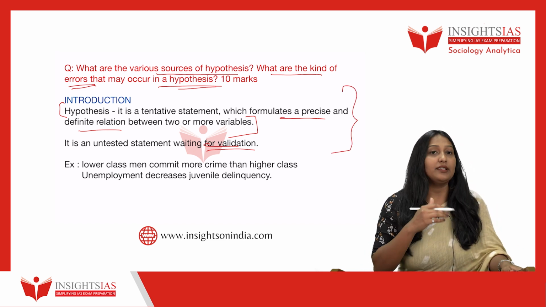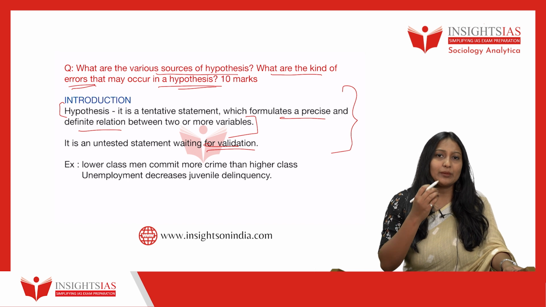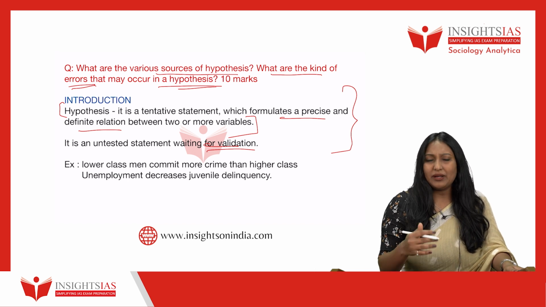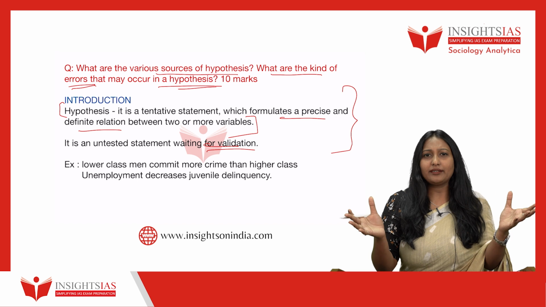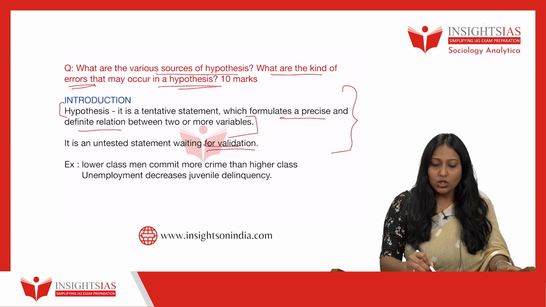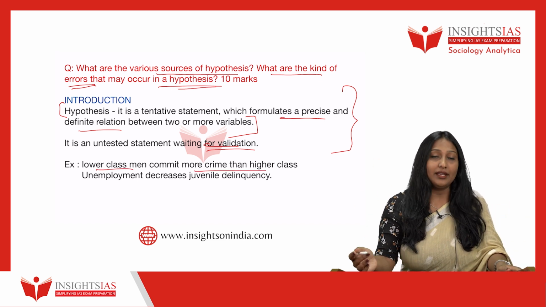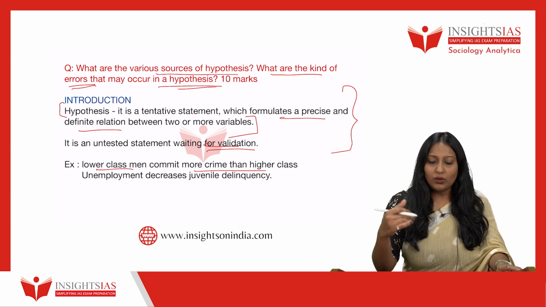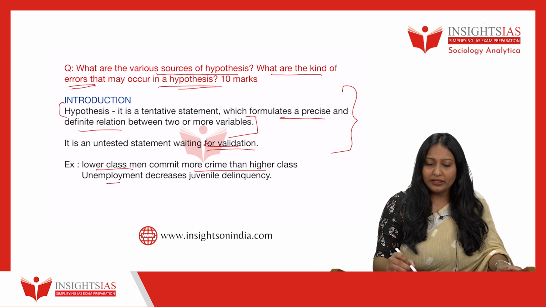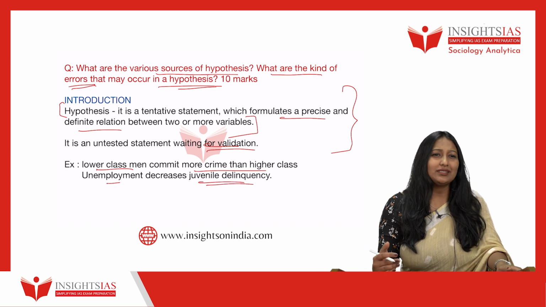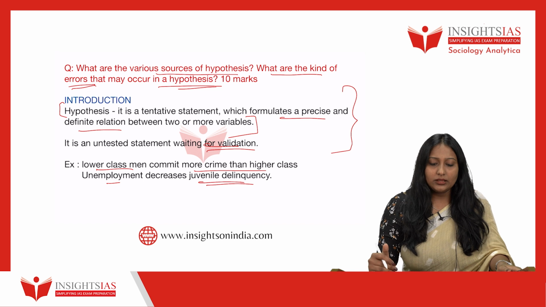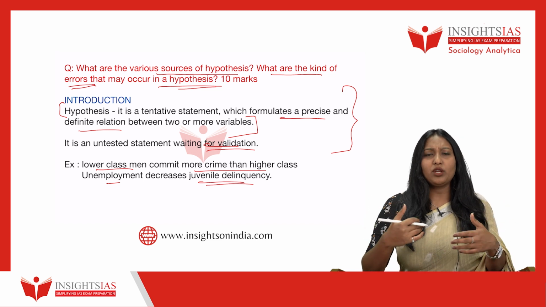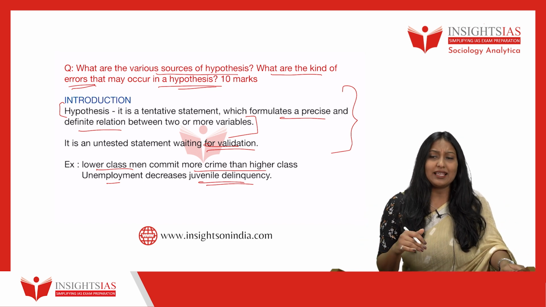Write a simple definition like this, and then you can give some examples. Here I have taken two contrasting examples, like lower class men commit more crime than higher class men. So it's an untested statement. It may be true, it may not be true. One more example I have taken is, unemployment decreases juvenile delinquency. Delinquency is juvenile crime. Again, it may be true, but we don't know whether it is actually true or false.